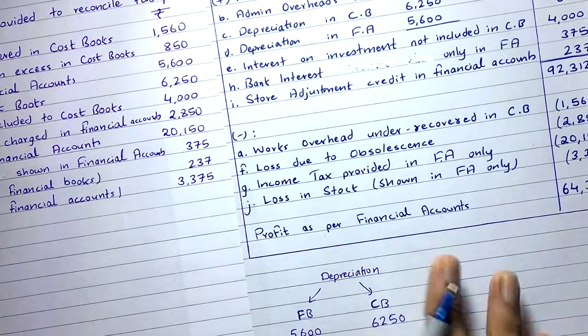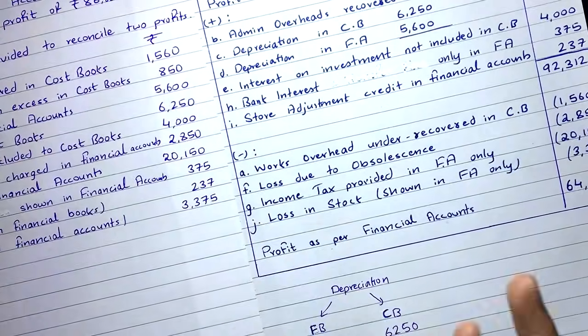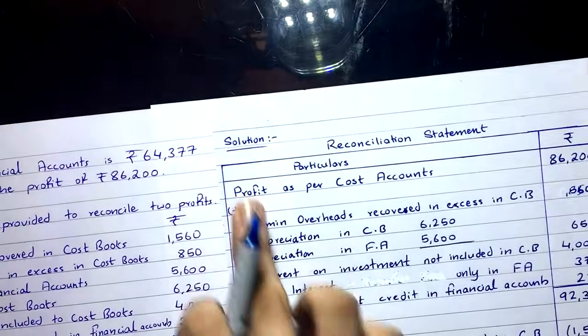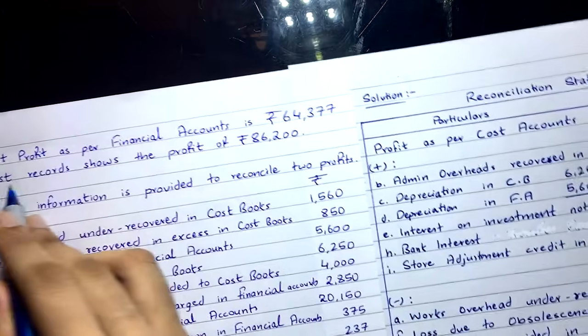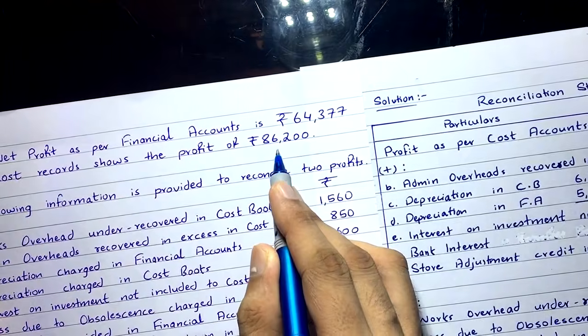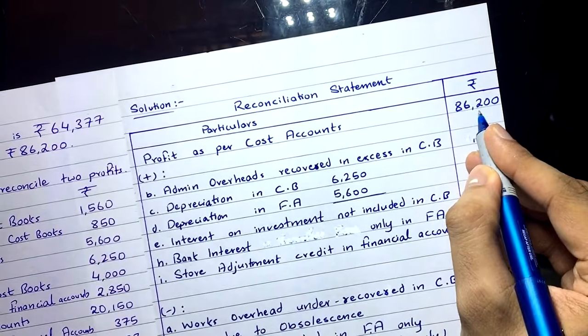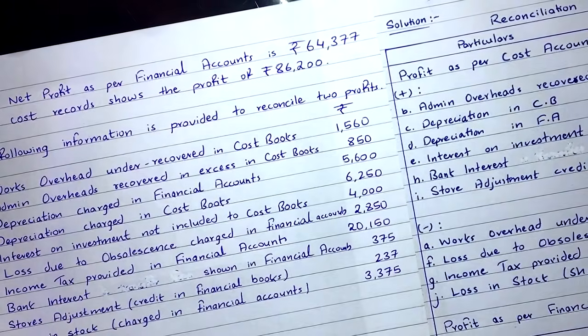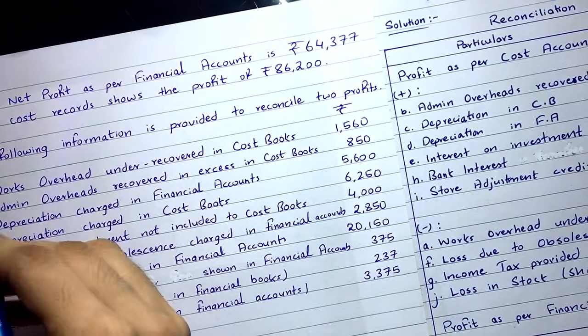Yes, if here it's profit, here profit. If here loss is given, then loss. Simple. Yes, so profit as per cost accounts is given in the question. Cost records, yeah, what is that? 86,200. 86,200 costing profit. And then we are going to start with the first transaction, A.